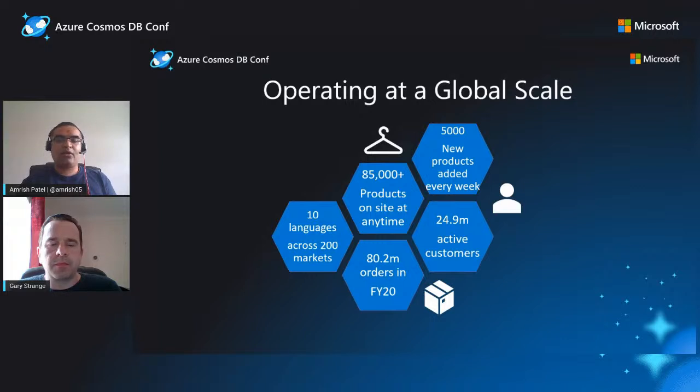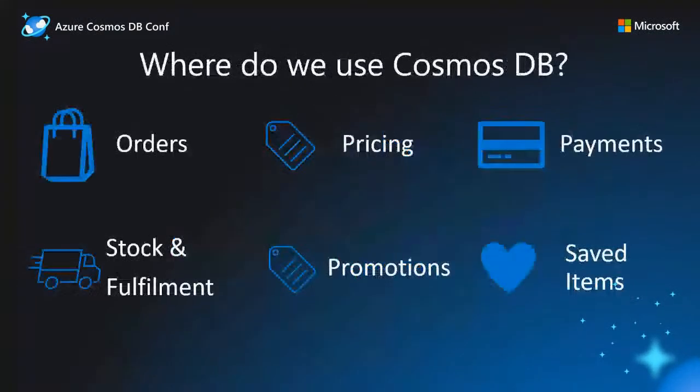Let's have a look at where in our ecosystem we use Cosmos DB. We use a microservice architecture, which is made up of many, many services, some of which you can see on the screen today. So our order service being the one where customers can place orders, our pricing system where we can manage our prices for all of our different products, our payment service, which we use to take payments and transact with all of our different payment providers, stock and fulfillment services, where we can manage stock availability, as well as manage integrations with carrier management systems and various other aspects of fulfillment.